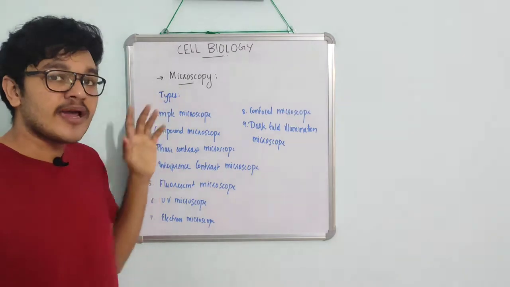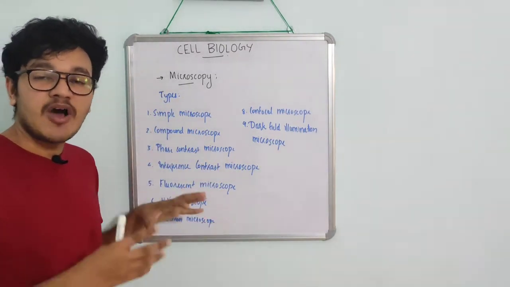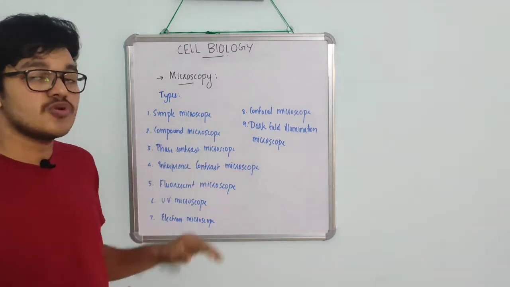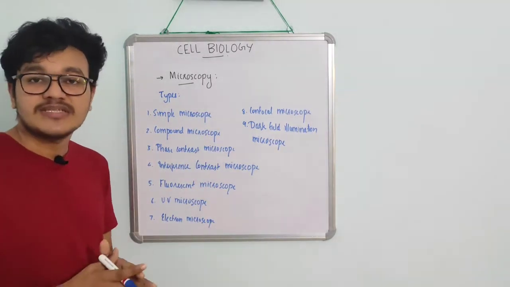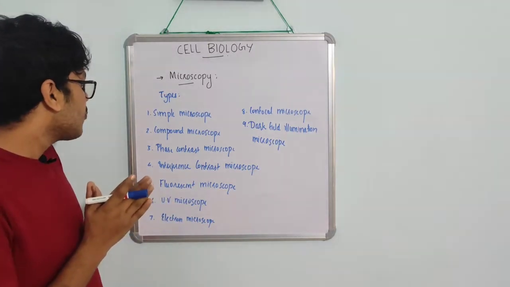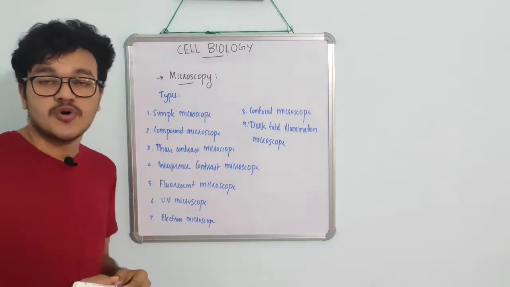So these 9 microscopes should be studied in brief to understand the basic concept and the working principle of these microscopes, so that we can answer some of the basic questions in the entrance exam. So now let's focus on the first 2 in this class, that is the simple microscope and the compound microscope.